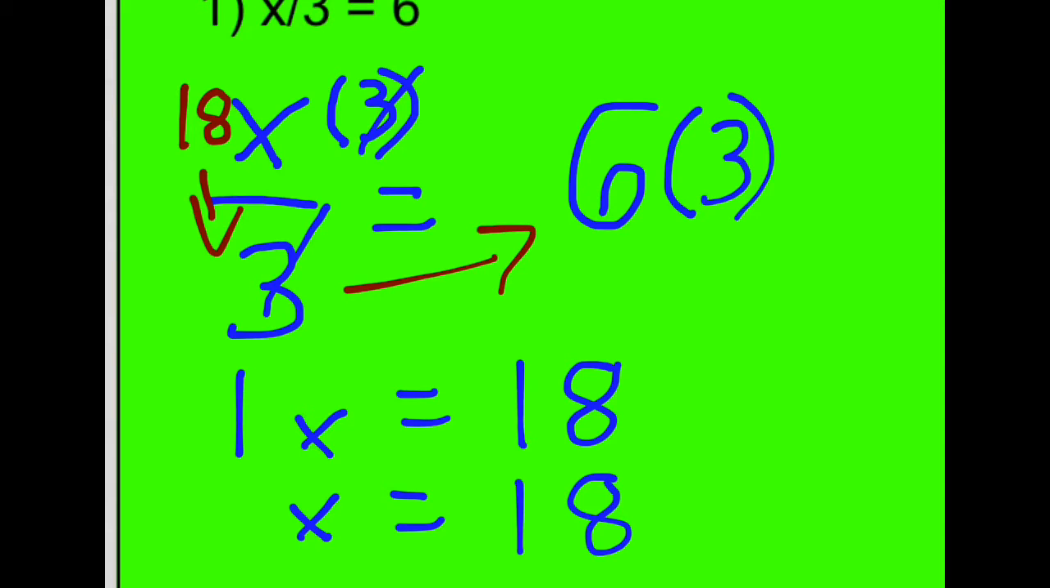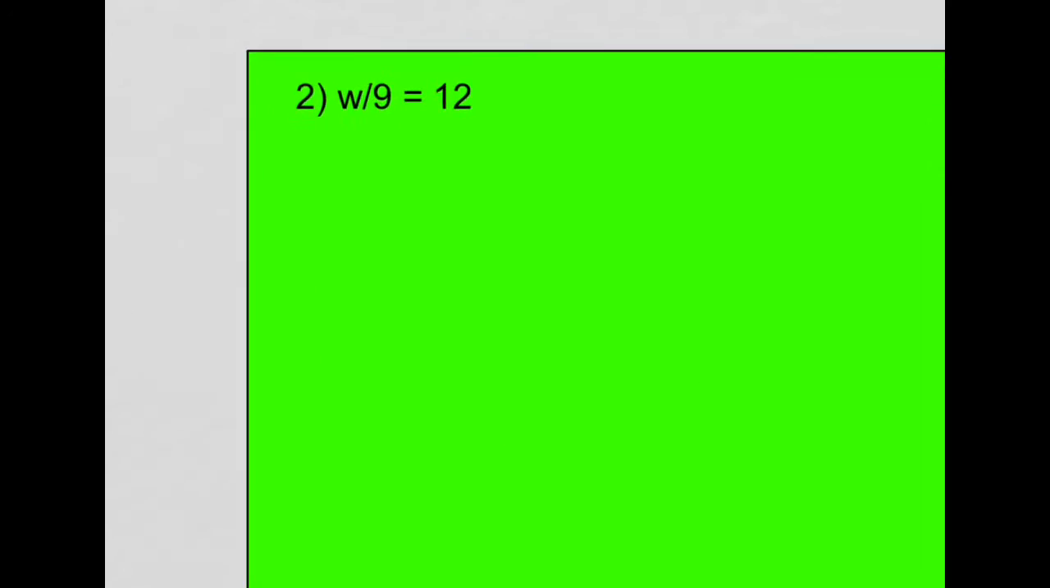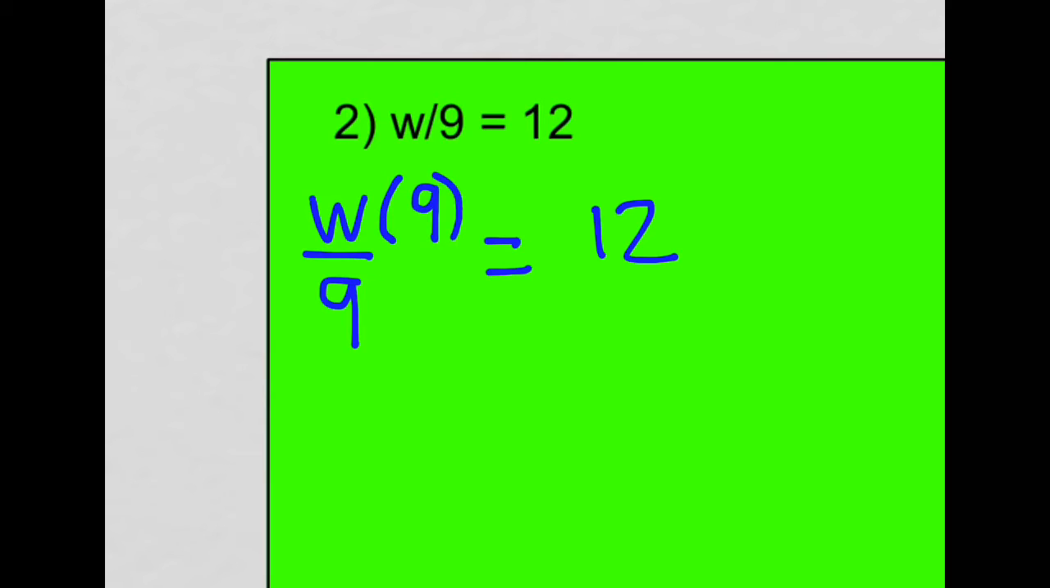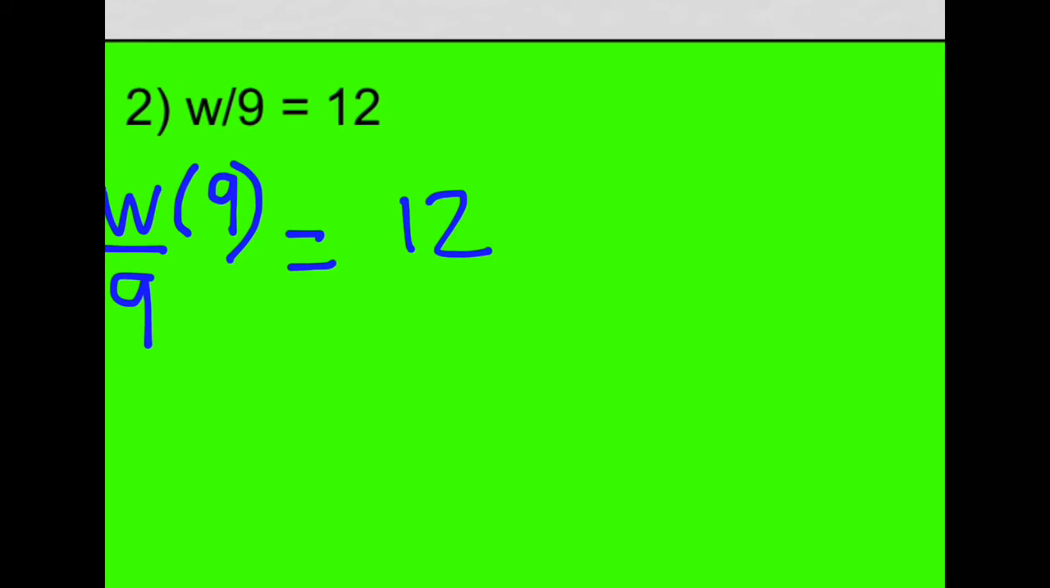I'm going to flip forward. W divided by 9. Oh, I don't like writing in red. That's no good. We've got to write in blue. W divided by 9 equals 12. Divide by 9 is connected to the variable. The opposite of divide by 9 is to multiply by 9. And I'll do the same thing to the other side of the equal sign.